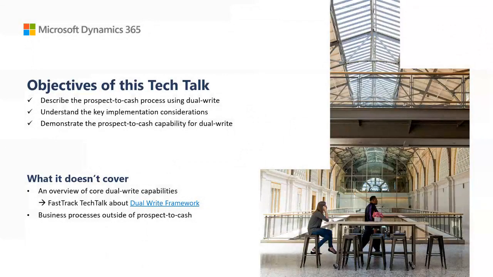Okay, so kicking off today, what we're looking to get out of today is we want to describe the prospect to cash process in the context of dual write. Through that process, we'll look at some of the key implementation considerations, and also we're going to provide a demonstration of the prospect to cash capability.